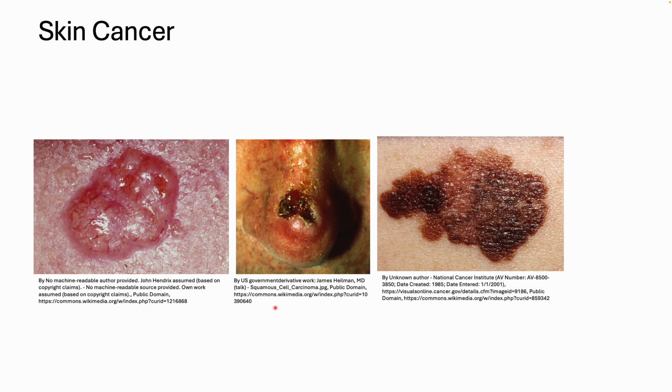All right, another type of homeostatic imbalance is going to be different types of skin cancer. Skin cancer can vary in severity. So we'll start off with the least malignant form, which is basal cell carcinoma.